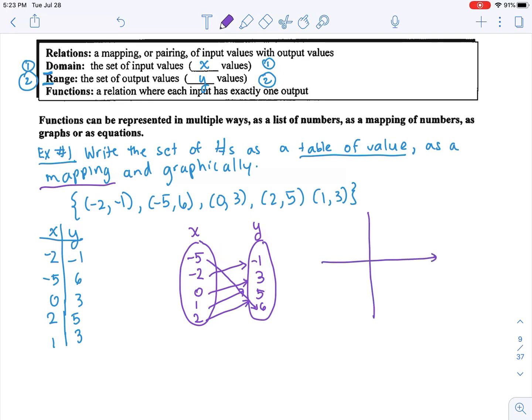For the graph, this is just graphing as you guys are used to. I'll give you a moment to record that in your notes. But -5, +6, for example, will fall in your, sorry, in your second quadrant. Then -2, -1; 0, 3; 1, 3; and 2, 5.